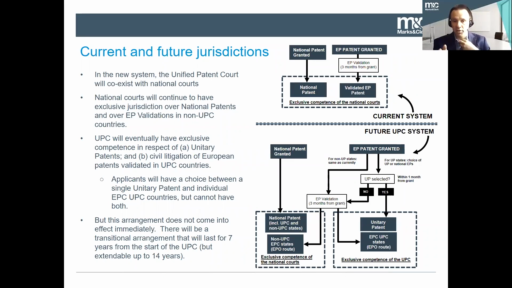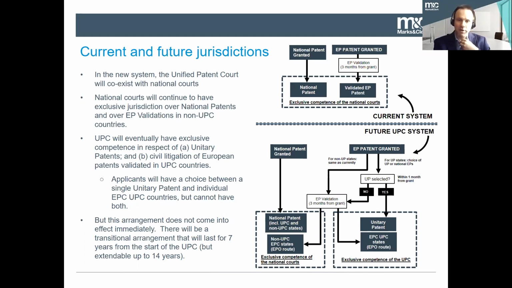In those 7 years, there will be transitional provisions. Those 7 years can be extended to 14 years. So we're looking at quite a long transitional period overall. Looking quickly at the current system, it doesn't really matter if you get a patent validated nationally through the EPO, or if you get national patent protection through the various national patent offices. The only courts that have exclusive jurisdiction are the national courts.